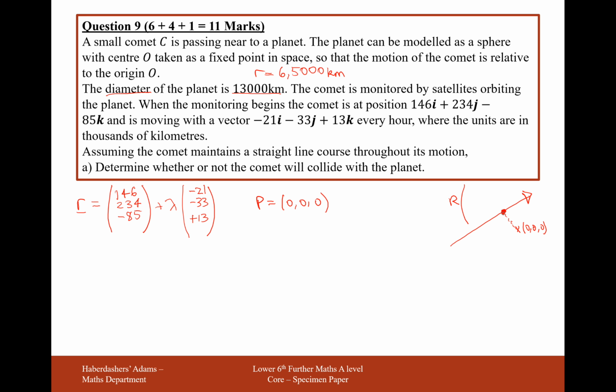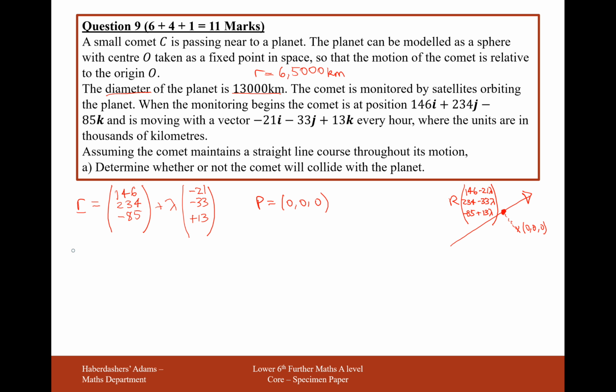The R, that's this coordinate here that I've highlighted, is the point on the line where it's the shortest distance. And seeing as it's along the vector of our line, it's going to have the coordinate (146 minus 21 lambda, 234 minus 33 lambda, and minus 85 plus 13 lambda). So that's the coordinate for R. The coordinate (0, 0, 0) is where we're comparing it to.